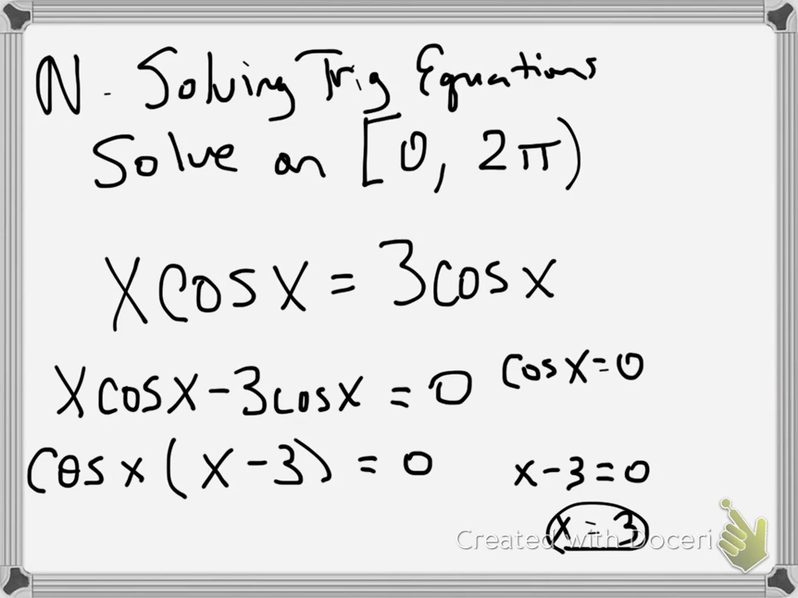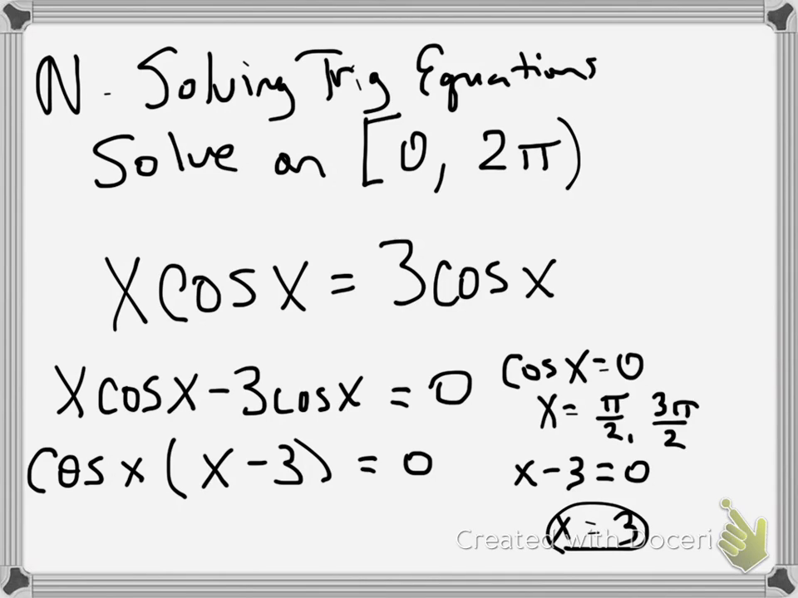Now we've got to think about our unit circle, and we've got to think one go-around of the unit circle. Where is cosine x equal to 0? Where is my x-coordinate 0? Well, I believe that's going to be some of those special quadrantal angles. x can be pi over 2 and 3 pi over 2.